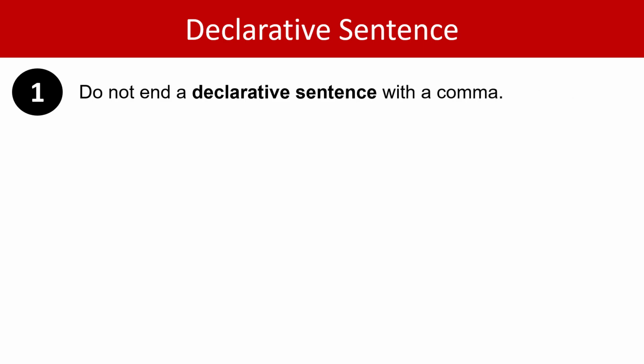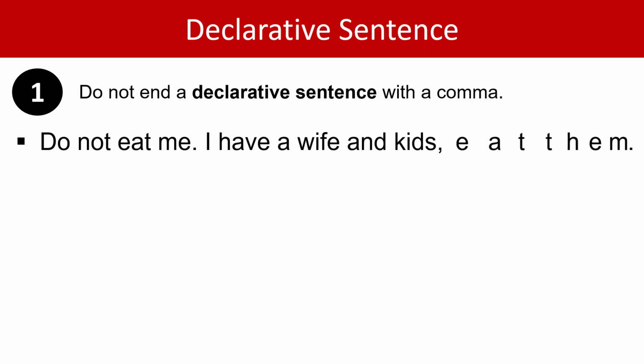Let me give you an example. Do not eat me. That's an imperative sentence. Remember, it's an order. I have a wife and kids. Eat them. So a comma looks like it might be okay here, but actually it's not. I have a wife and kids. That is a declarative sentence. That should end in a full stop.